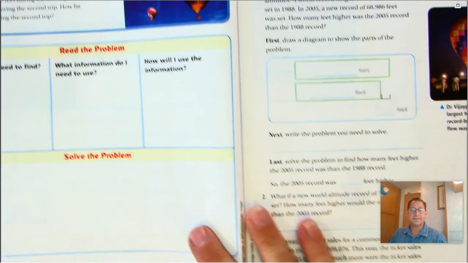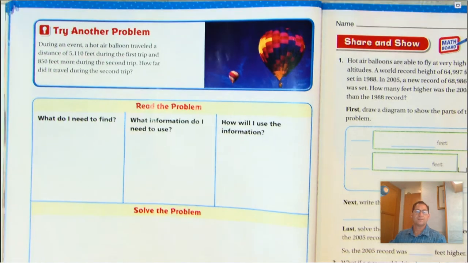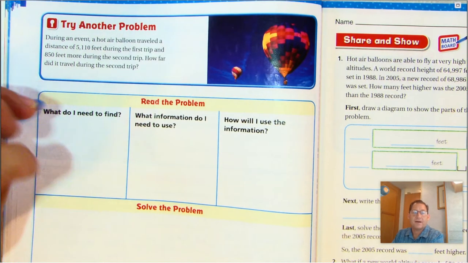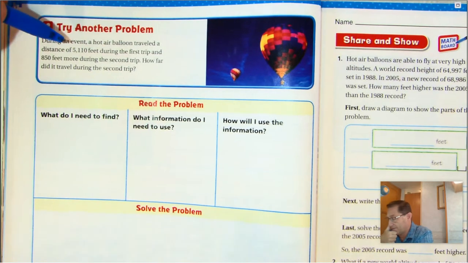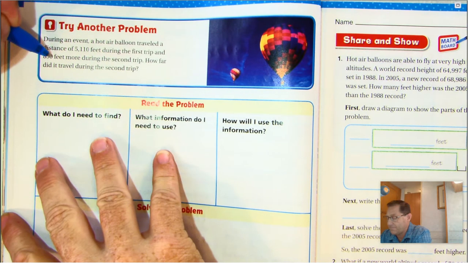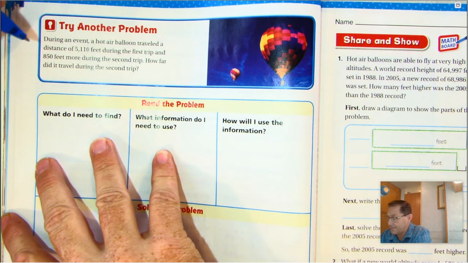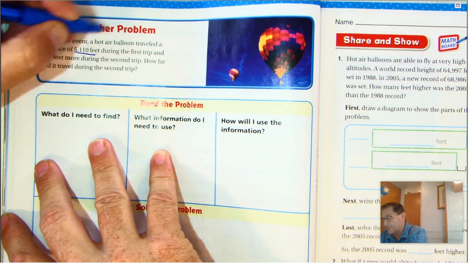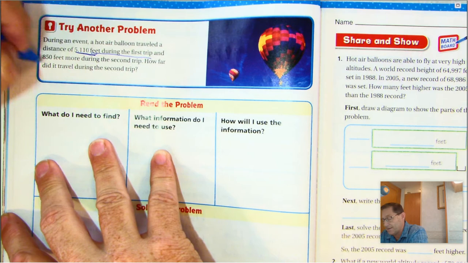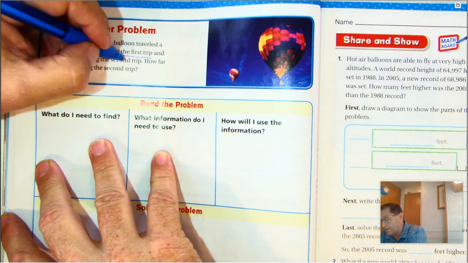Okay, turn to page 36. During an event, a hot air balloon traveled a distance of 5,110 feet during the first trip and 850 feet more during the second trip. How far did it travel during the second trip? So we know that it traveled 5,000 during the first trip, 850 more on the second trip.